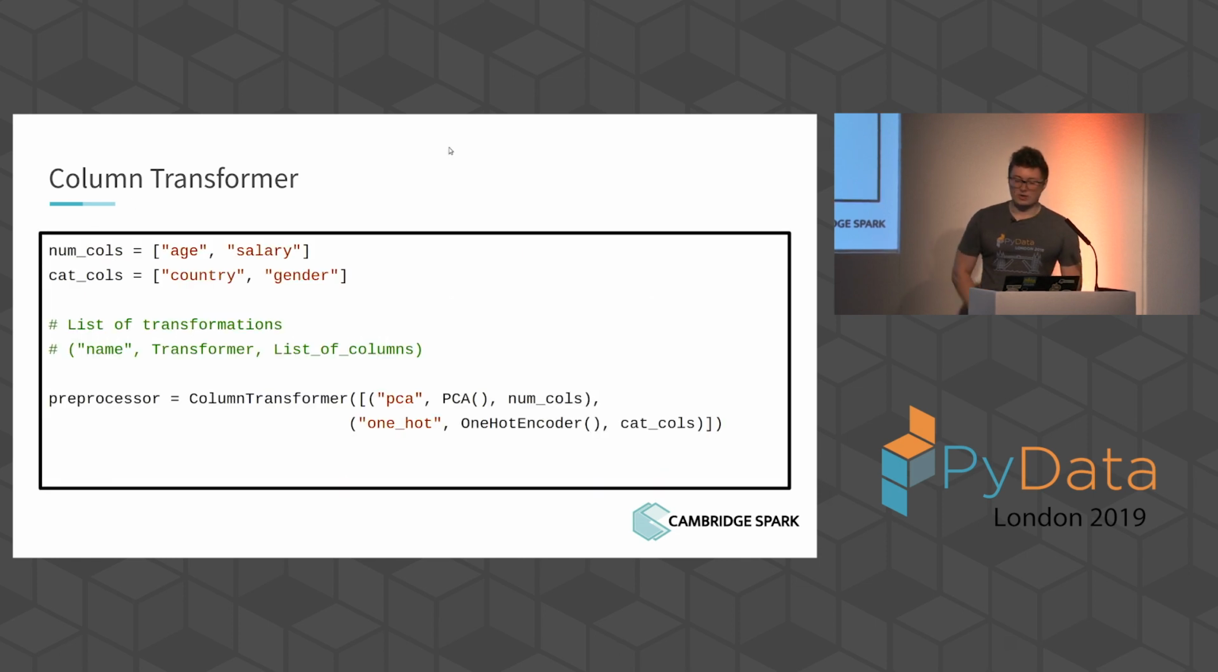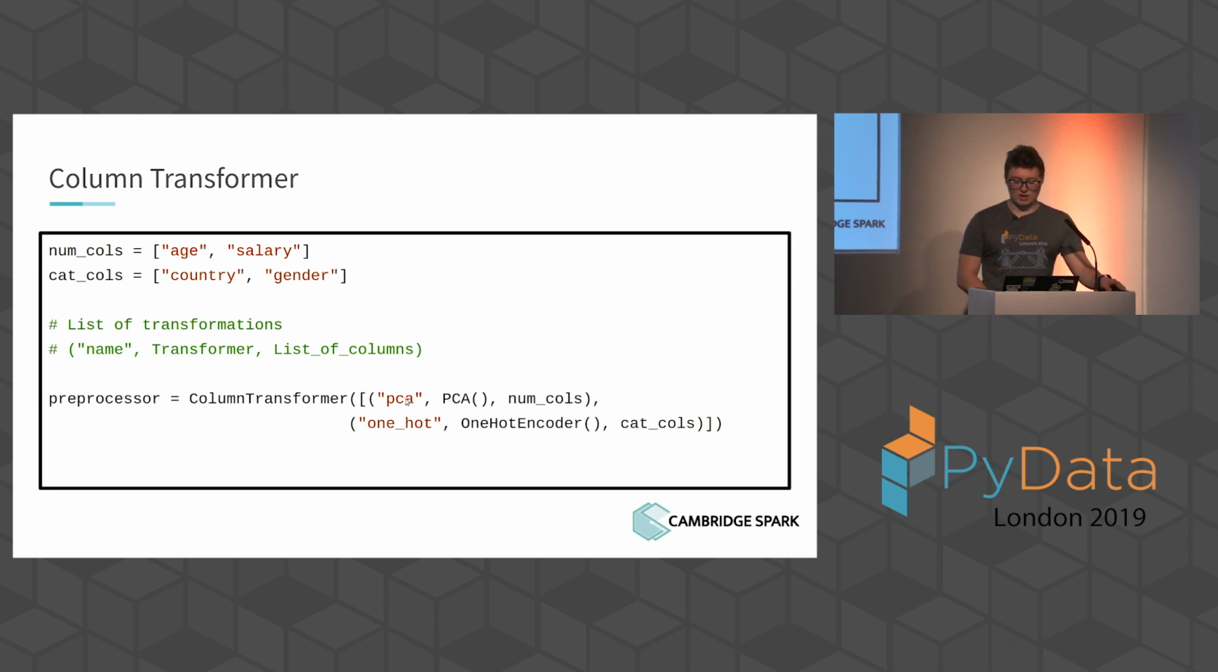So here's an example. We've defined some numerical columns, so the age and the salary, and some categorical columns, the country and the gender, for example. And we create a new object. We say that's a column transformer. It takes a list of tuples, and in that tuple, you'll have 3 different elements. The first one is the name you want to give it. The second one is the actual transformation, and the third one is the list of columns to apply it to.